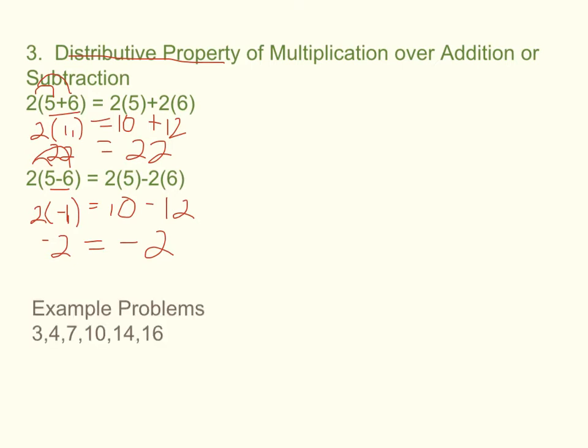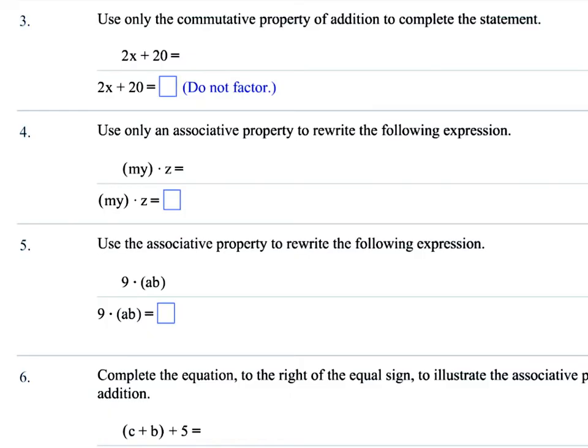So the problems I'll be showing for you in your homework are numbers 3, 4, 7, 10, 14, and 16. On number 3, it says to use the commutative property of addition to complete the statement. Remember, commutative property is changing the order of addition. So all we're going to do is change the order of this addition problem. Instead of 2x plus 20, we know that 20 plus 2x is the same thing as 2x plus 20. We'll get the same answer. So 20 plus 2x will give us the commutative property.